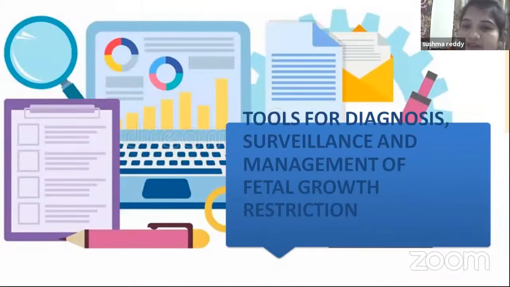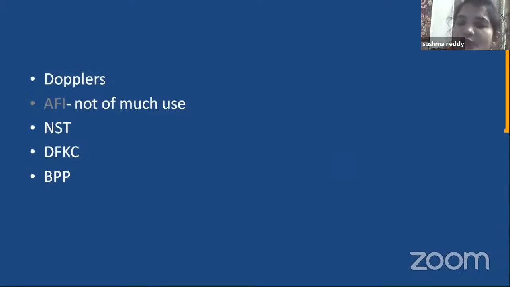So what are the tools we have for diagnosing and also for surveillance and for managing these fetuses with fetal growth restriction? The tools we have are Dopplers and AFI. AFI, though we obstetricians consider it very significant, is not of much use in either diagnosing or managing and deciding when to deliver the fetus. Whereas NST, daily fetal kick count, and biophysical profile are important. We'll deal with each of them one by one. First, going to Dopplers.